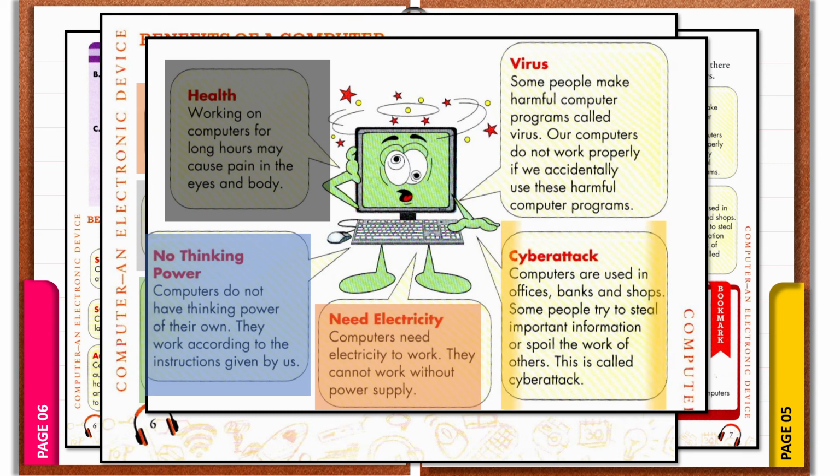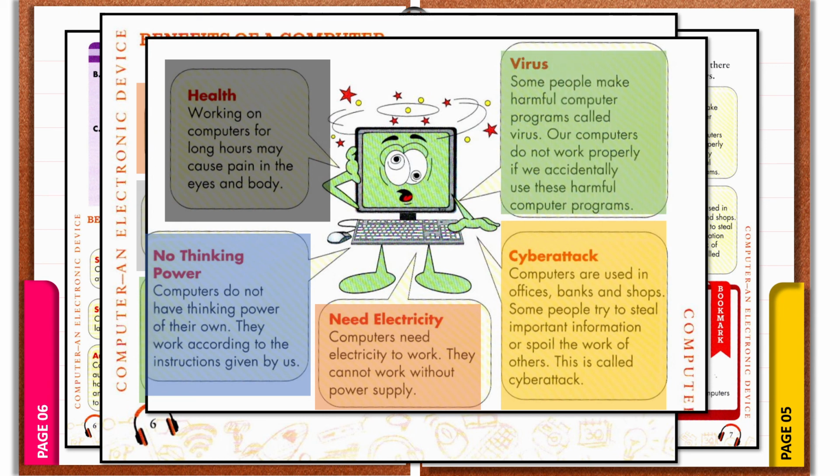Number 4. Cyber attack. Computers are used in offices, banks and shops. Some people try to steal important information or spoil the work of others. This is called cyber attack. And last, virus. Some people make harmful computer programs called virus. Our computers do not work properly if we accidentally use these harmful computer programs.